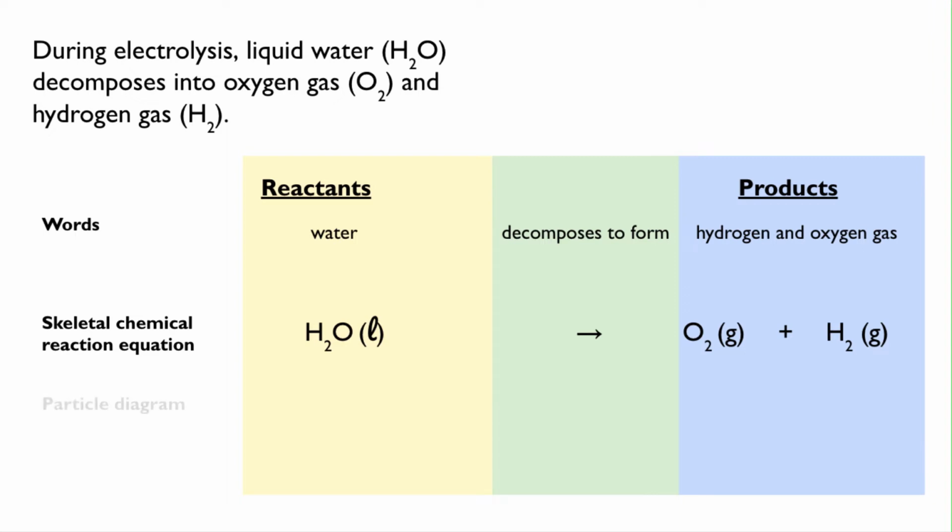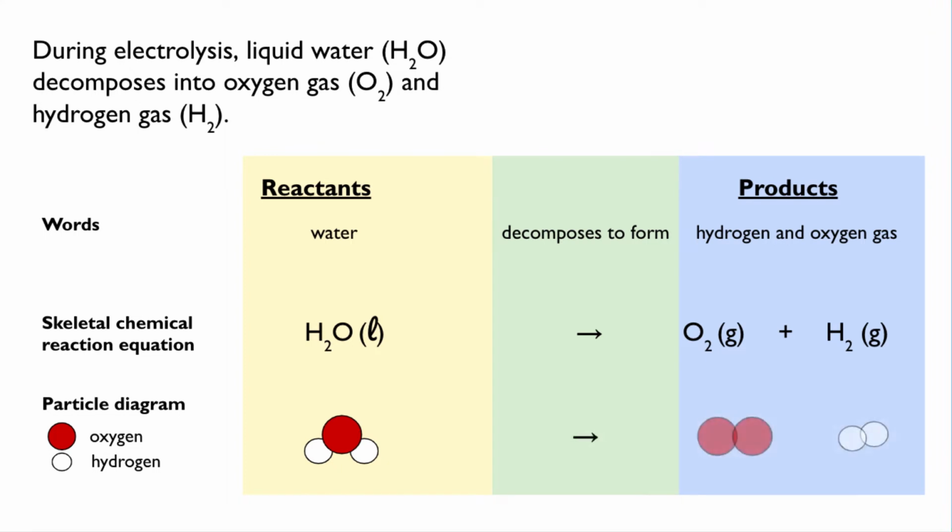And then finally, our particle diagram. So I'm going to draw a key for myself so that I know which colors I'm using. And I'm going to say, okay, H2O splits apart, reacts to form O2 plus H2. And I can follow exactly what I'm doing in chemical formula language in particle diagram language as a nice way to visualize what this really means about the atoms that are involved. Let's do another example.